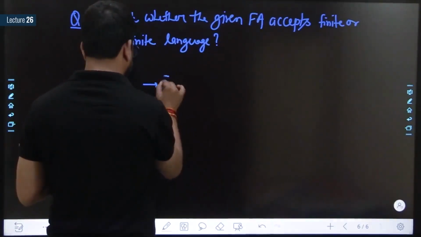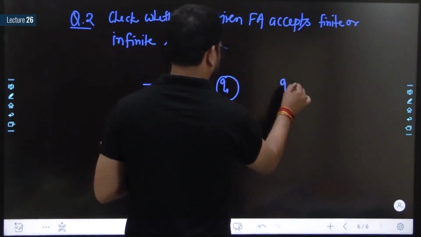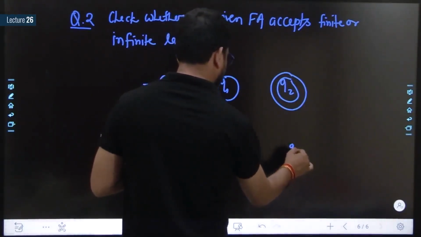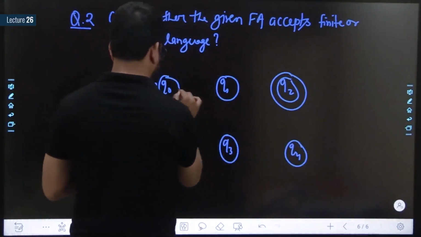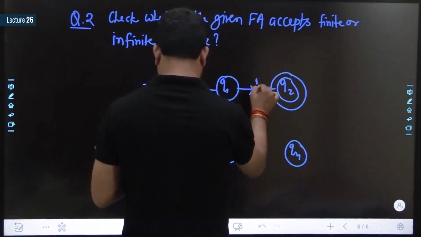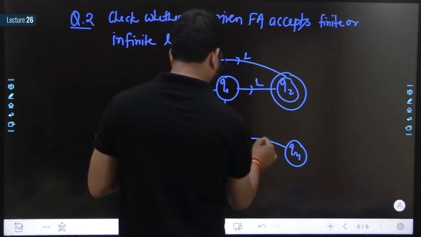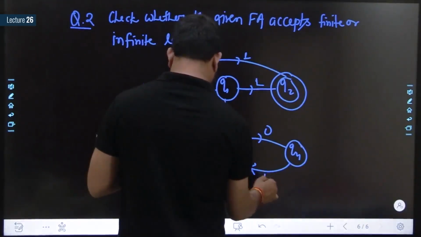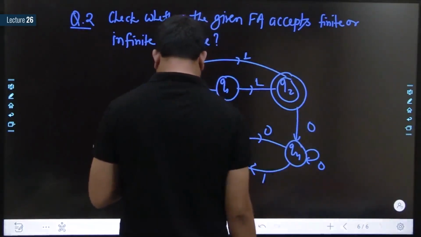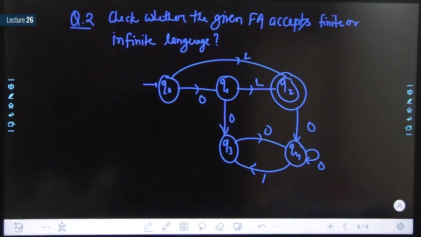What is the finite automata? Q1, Q2, Q3, Q4 on 0, 0, 1, 1, 0, 1, 0, 0. Please check this. Do fast.